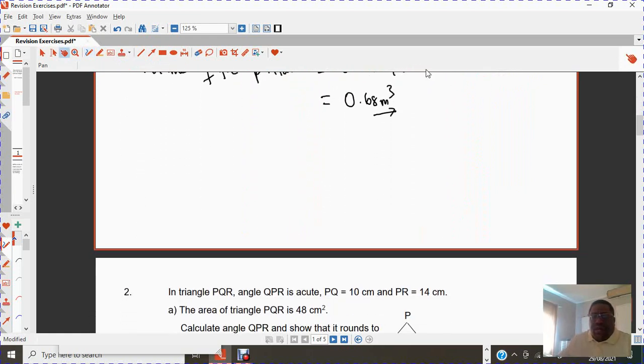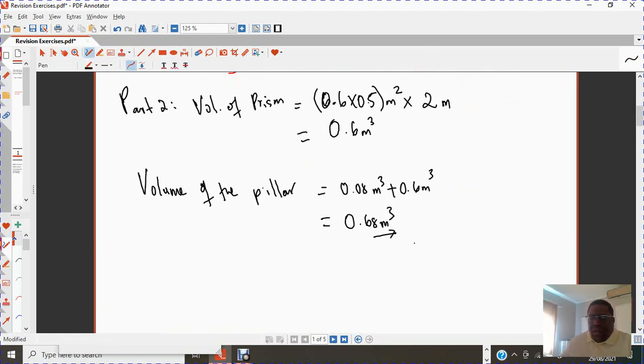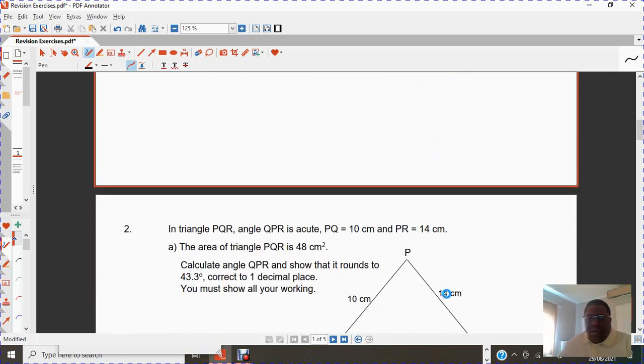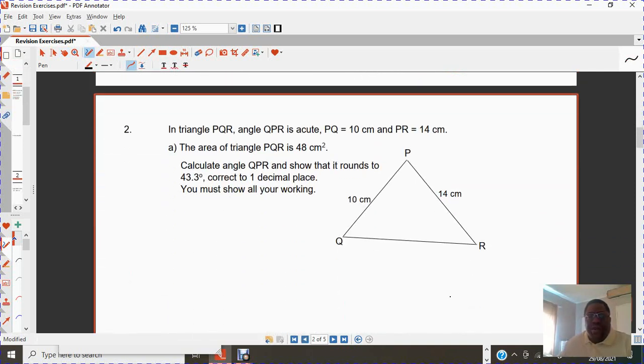Then we have a second question here, and the second question involves a little bit of trigonometry. They are saying in this triangle, the angle QPR, that's the angle right here, so I'm going to call it theta. We know that it's an acute angle, it's very important, so we don't have an ambiguous case. And then PQ is 10 centimeters and PR is 14 centimeters as indicated. The area of this triangle is 48 square centimeters. You're supposed to calculate QPR, and show that it rounds to 43.3 degrees, correct to one decimal place. Very important that you show all your working.